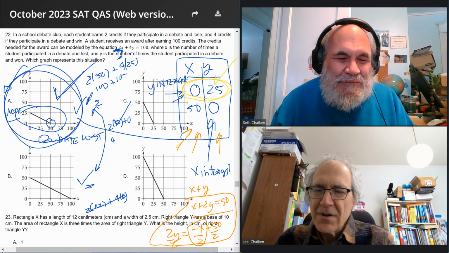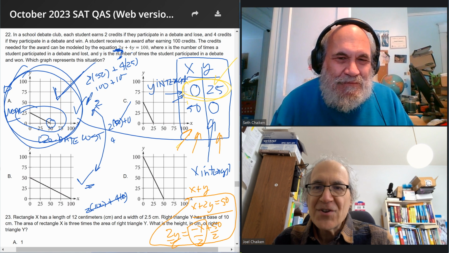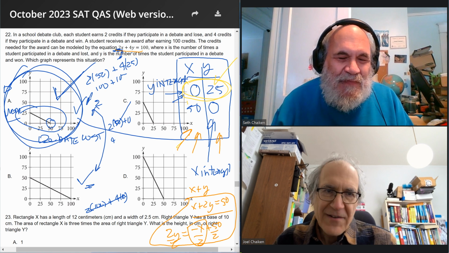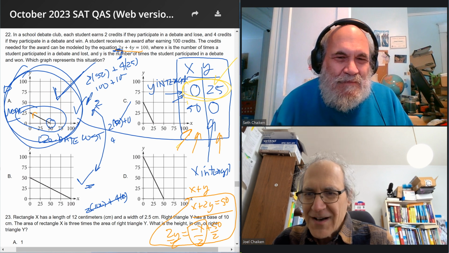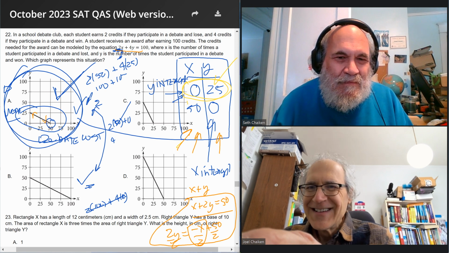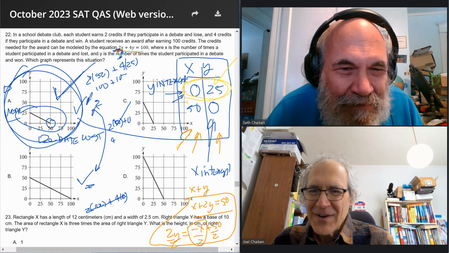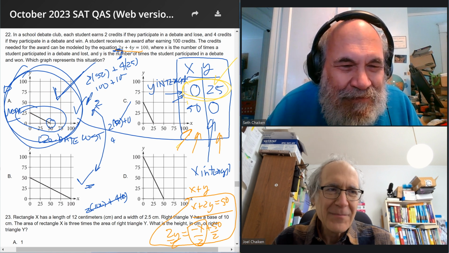Different from school, they may give you the equation and then ask you to graph it. If you graph it in school, do not put arrows on the graph. It stops.